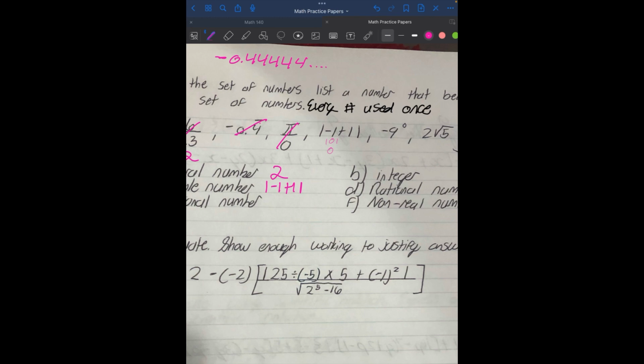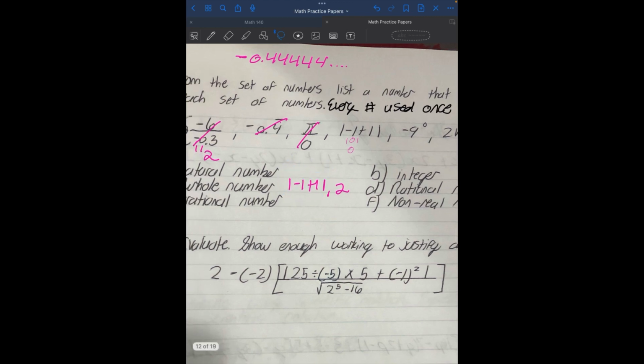This is what I was saying. You could have put the 2 here, but if you did, we wouldn't have anything to put here, because you can't put this up there, because this is not a natural number. This is a whole number. Natural numbers start from 1, so the 2 goes up here and that stays down there.